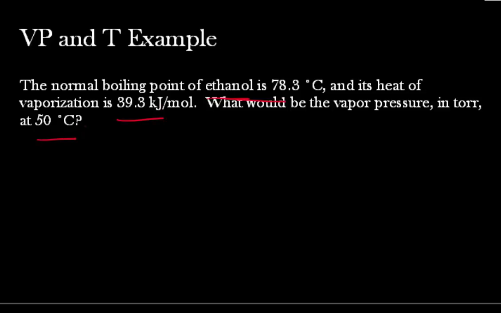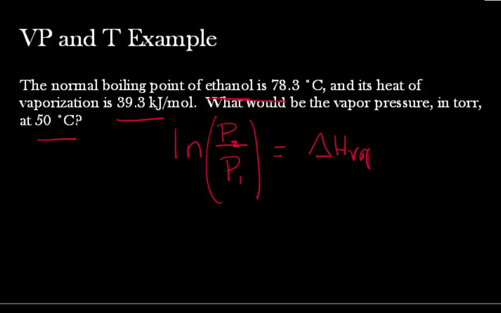If you remember, the Clausius-Clapeyron equation is this relationship between vapor pressures at different temperatures. It's the natural log of P at some temperature 2 divided by the vapor pressure at another temperature, we'll call that temperature 1, is equal to the change in enthalpy of vaporization divided by the gas constant times 1 over that first temperature minus 1 over that second temperature. Okay, so that's the equation.